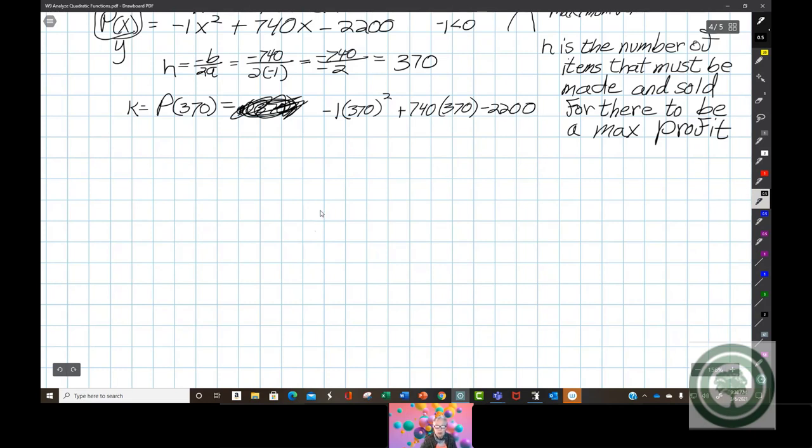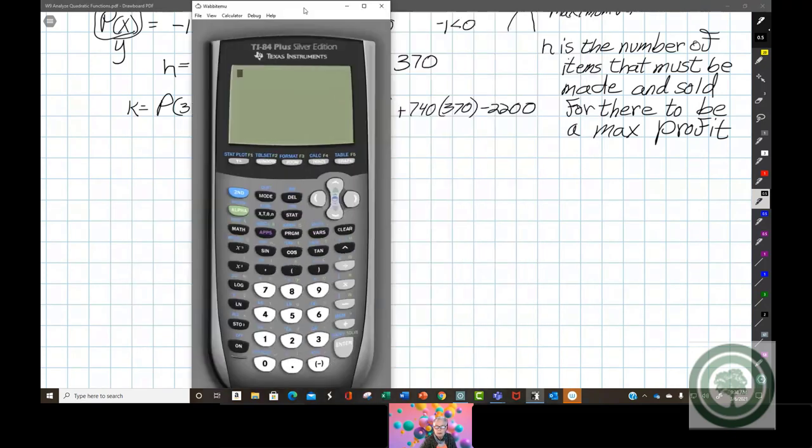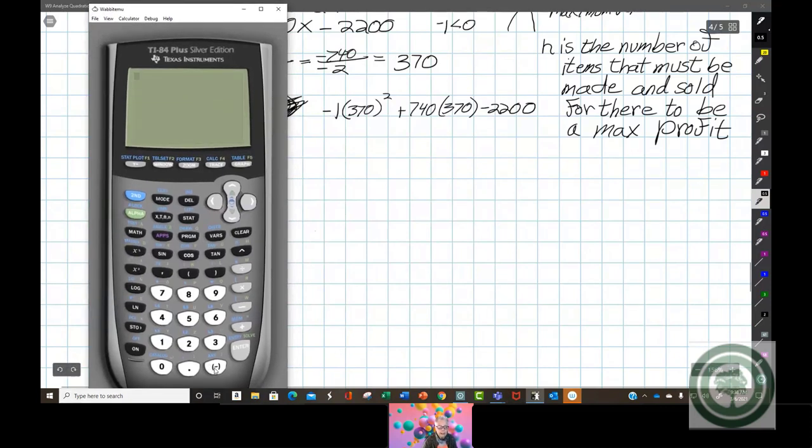All right, so here we go. Time to move over here. I love being able to move these electronic calculators around. Negative 1 parentheses 370 squared. Notice the negative 1 is not in there with the 370. 370 is positive. So 370 squared, negative 1 times 370 squared, plus 740 times 370 minus 2200.